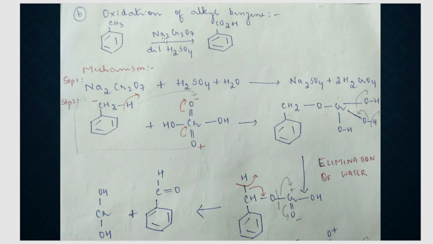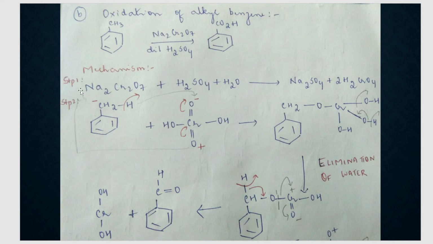Methyl benzene on oxidation with sodium dichromate in the presence of dilute H2SO4, what does it give? What is this? This is a carboxylic acid group, COOH. So this is nothing but your benzoic acid. So an alkyl benzene on oxidation gives what? It gives a benzoic acid. Now let us understand the mechanism of this reaction.